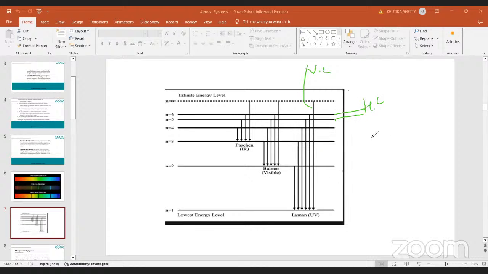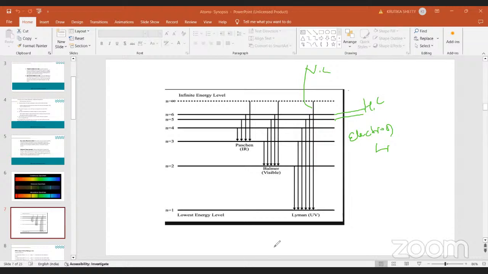Here, the diagram you are observing is the energy level diagram for the hydrogen atom. The horizontal lines are the energy levels, and the vertical lines are the electron transitions you are able to see.